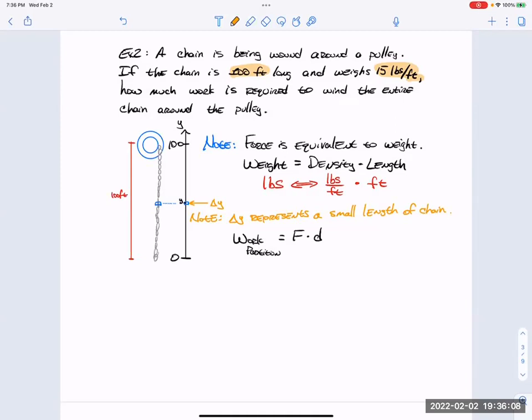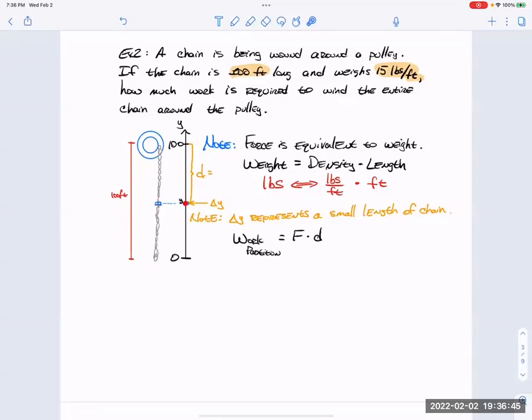Now, if we defined this to be an arbitrary section of the chain, and we know work is force times distance, how far does this little section have to move to get to the top? So in other words, we're saying, what is this distance here? So I'm going to draw a little thing here like this and say, what's the distance from the top down to here? Our distance d. 100 minus delta y. Yeah, so remember, delta y, though, is the little arbitrary length of the chain.